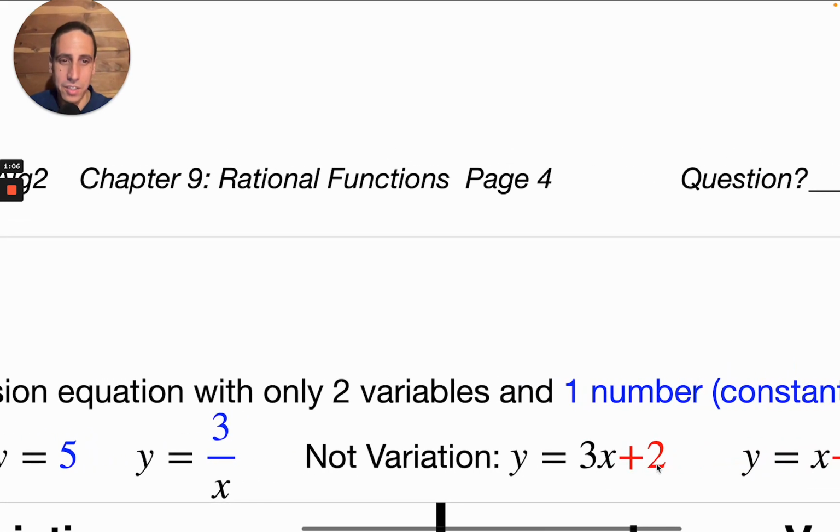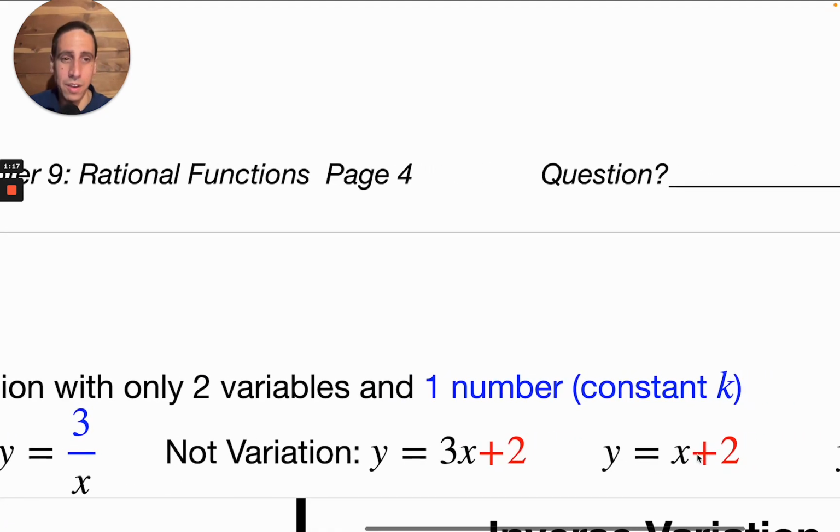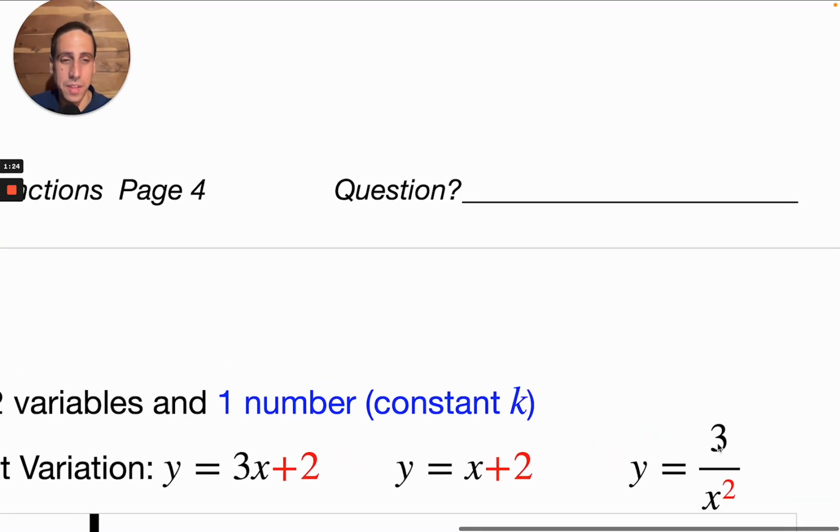This is not variation. What is this plus 2 doing over here? If you got rid of it, y equals 3x would be a perfectly fine example of variation. But because there's a plus here, it's not. Same thing here. I know there's only one number, but it's not a multiplication equation. It's an addition equation.